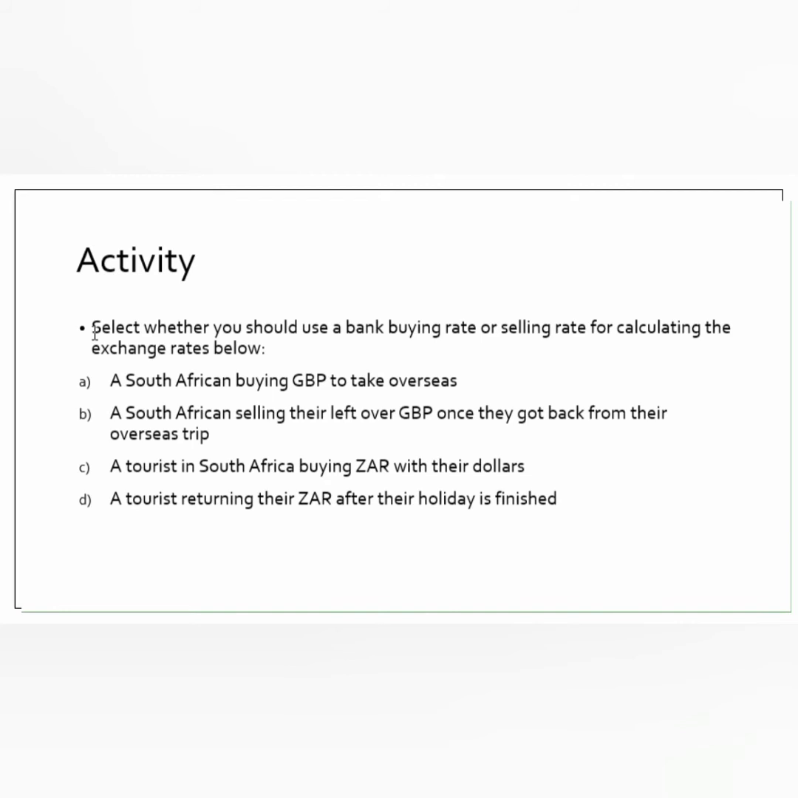A South African buying GBP, a Great British Pound, to take overseas, right? So the tourist is in the country and they want to buy foreign currency. So it's going to be what? Bank selling rate.